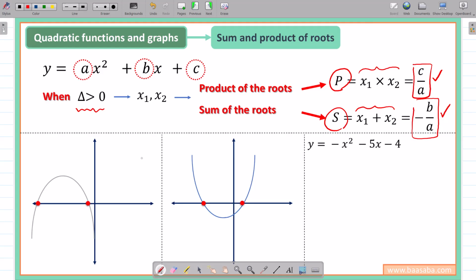Now, let's solve these examples together. In the first one, we have a graph here. We know that this is a graph for a quadratic function, but we don't know anything else about it. Let's get as much information as we can about the equation of this graph. Let me zoom in.